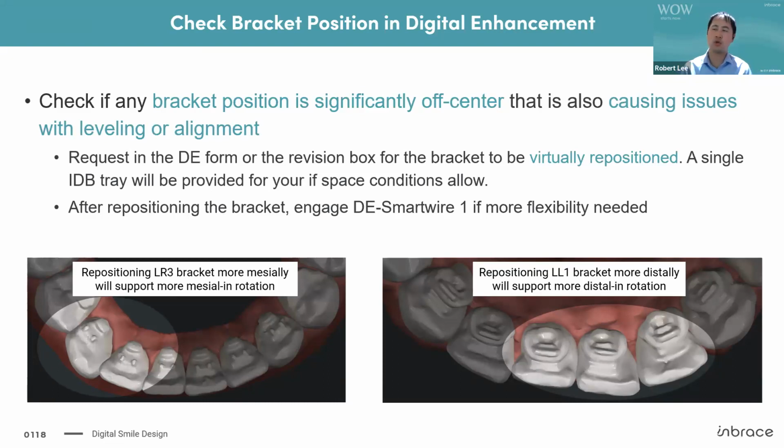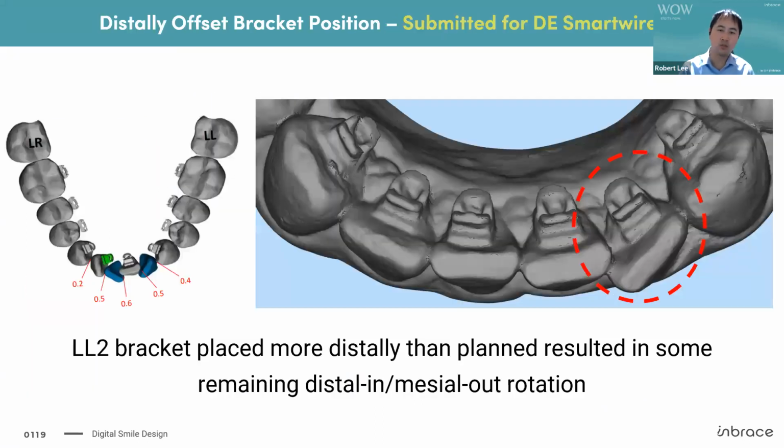It's kind of similar to if you had a traditional bracket that was way off to the mesial or way off to the distal. Can you align the tooth? Yes, but you have to add a fairly large bend that probably has some overcorrection in it to resolve a rotation when you have the bracket way off to the mesial or way off to the distal. So the same thing happens with InBrace.